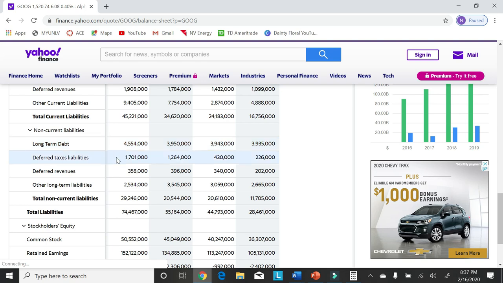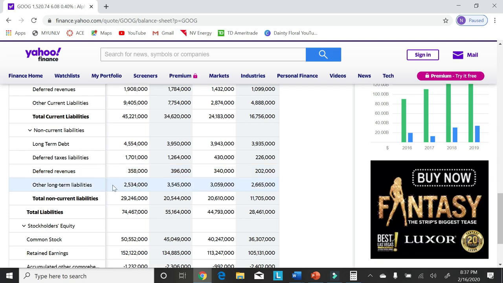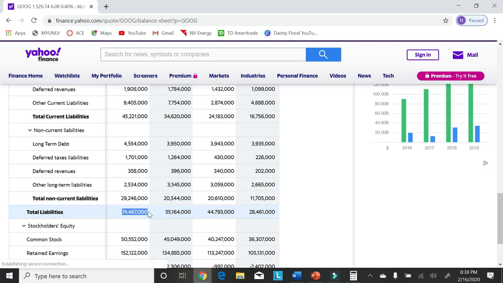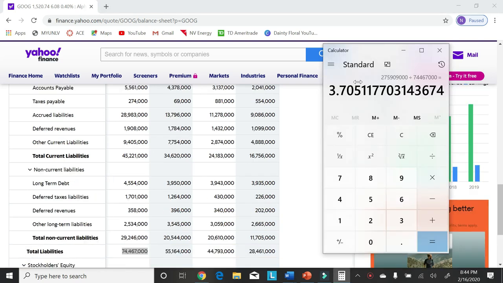And then the next thing that they have is deferred taxes liability, which is just more taxes for long-term. Deferred revenues, so they have deferred revenues in two parts of their balance sheet. And then other long-term liabilities, and this is just another subset for long-term debt. And when you add up all of these liabilities, you get this number down here for total liabilities of $74.4 billion.